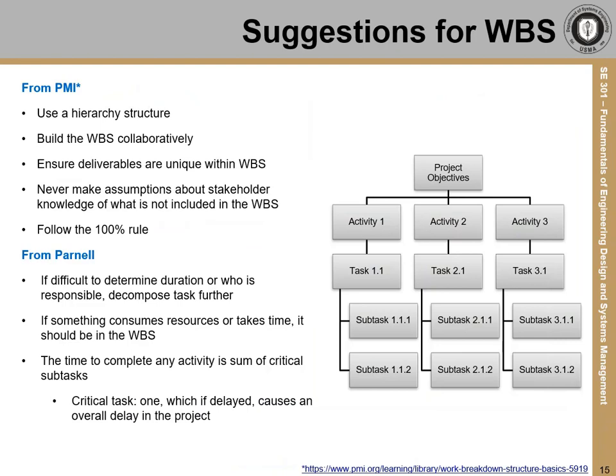Before we get to some examples of work breakdown structures, let's take a look at some suggestions for how to make them. First, we use a hierarchy structure with the top level being the project objective or objectives. Then we begin to decompose the objective into its necessary parts. What activities are necessary to achieve the project objectives? What tasks are necessary to perform each of the activities? Are there subtasks needed to clearly describe the tasks? The decomposing should be done in collaboration with those who will be producing the deliverables involved.